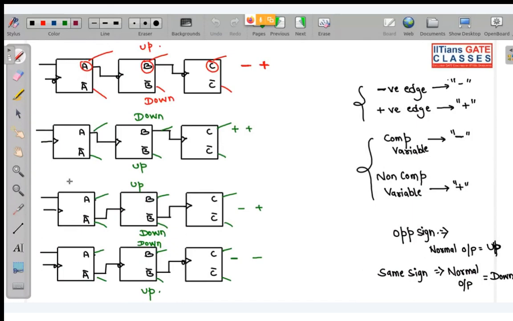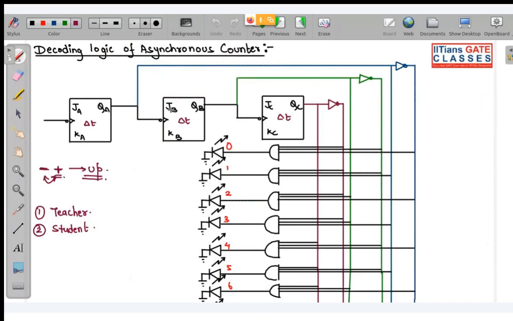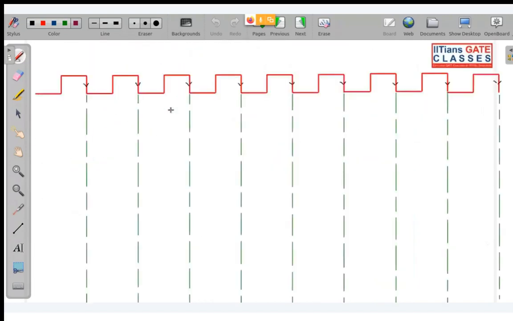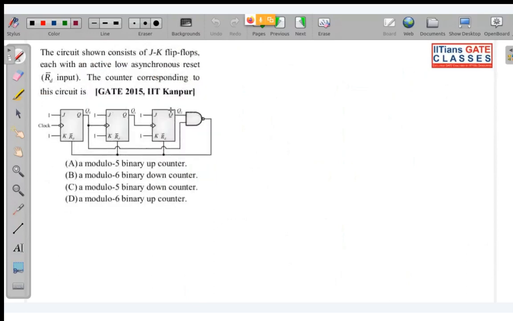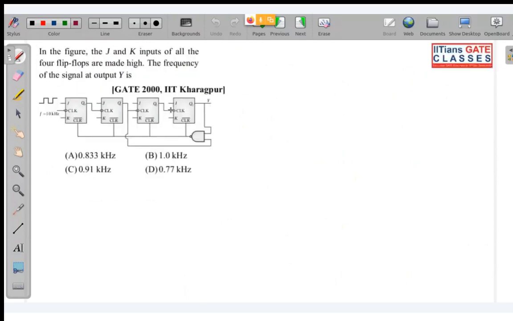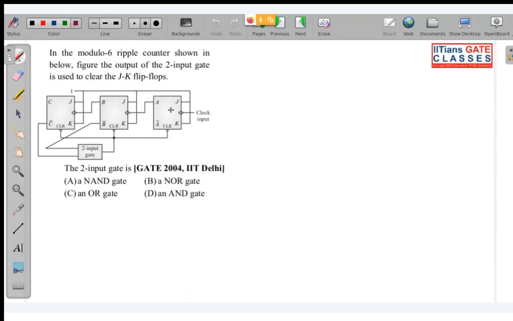So where is the problem? I want to know. Okay, let me give you one question to solve. Let's see how many of you are able to solve. Solve this question, and your answer should be given in like 1 second, 5 seconds. Okay.